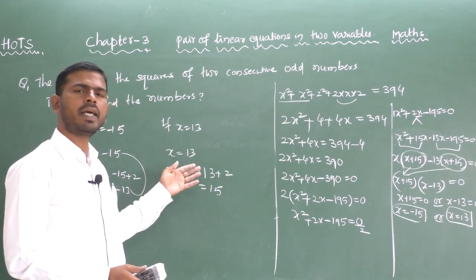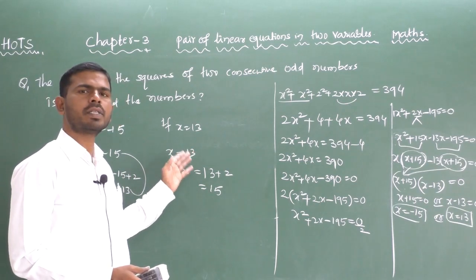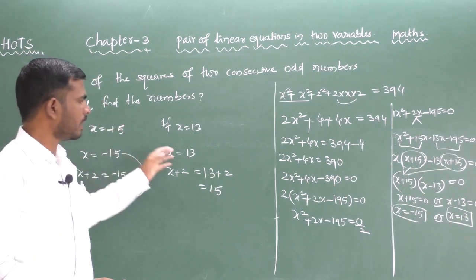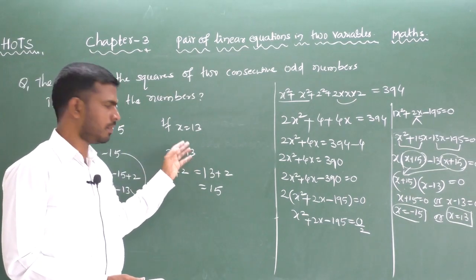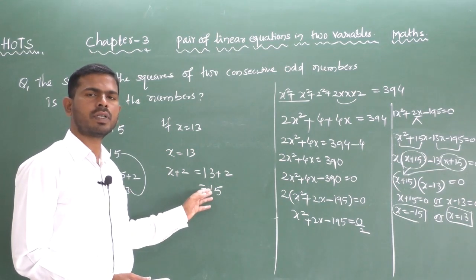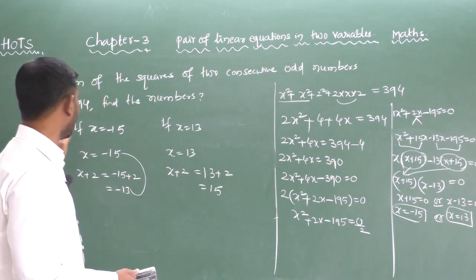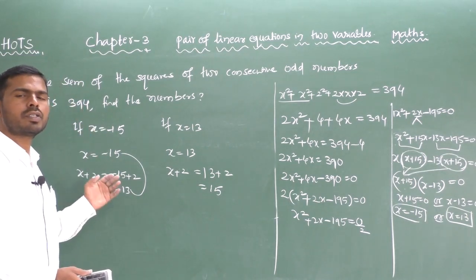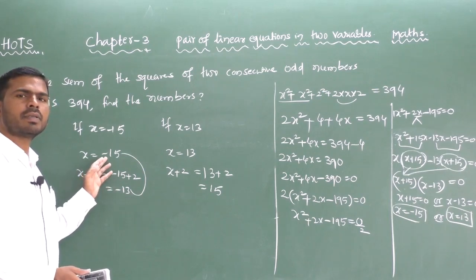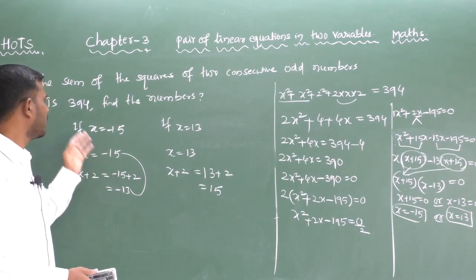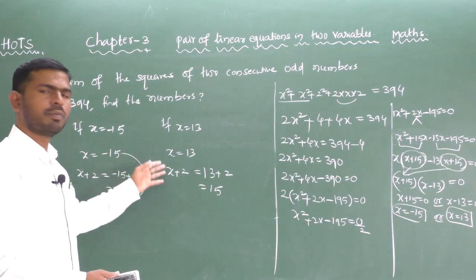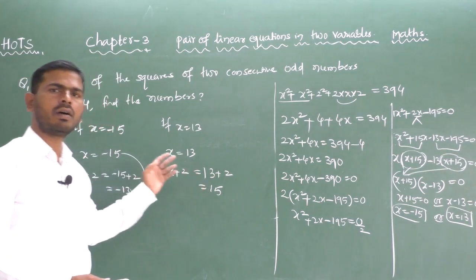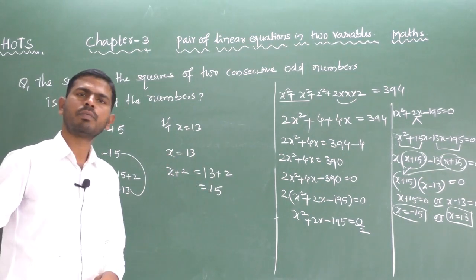Suppose you take the sum of the squares of these two consecutive odd numbers, we will get 394 only. For example, 13 square is 169 plus 15 square is 225. Adding both, we get 394. Here also the same: minus 13 times minus 13 gives positive 169, minus 15 times minus 15 gives 225, and the sum of these two is 394 only. So you can write both cases: the two consecutive odd numbers are 13 and 15, or minus 13 and minus 15, both answers are right.